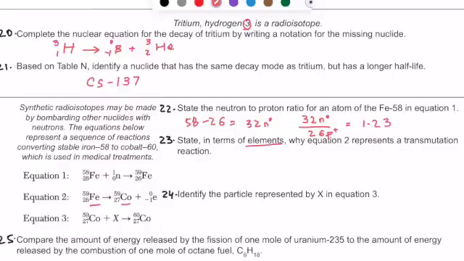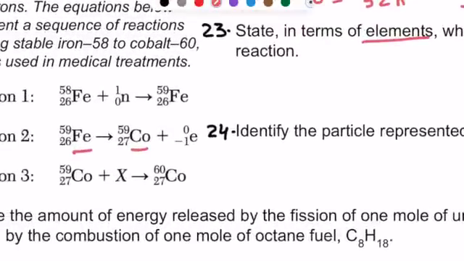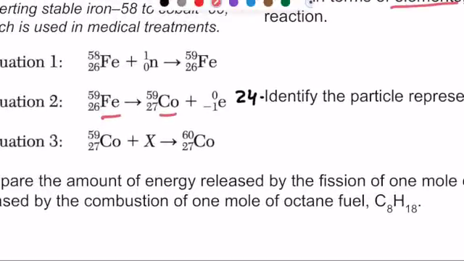Identify the particle represented by X in equation number 3. So let's do the math. So we can do 60 minus 59. That should be about 1 here. And it's about 0 at the bottom. So we are looking for, if the atomic number is 0, this is definitely not an element. So if we look at our decay particles, one that has a mass of 1 and a charge of 0, that turns out to be a neutron. So the answer here is a neutron.